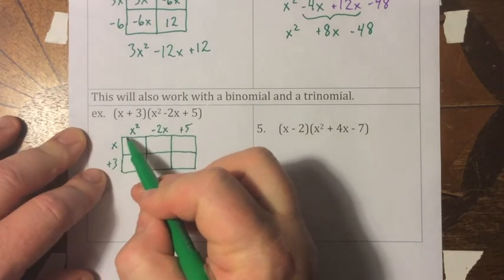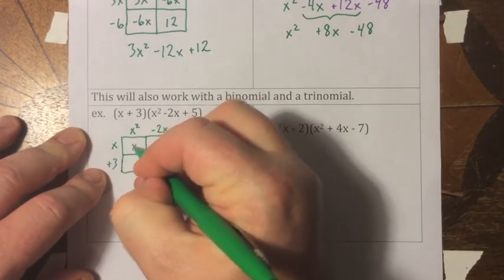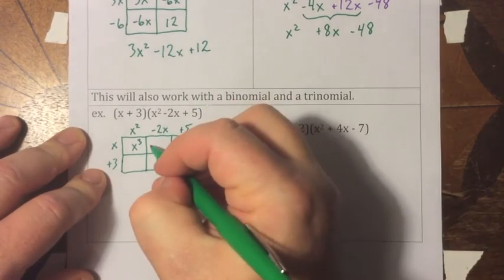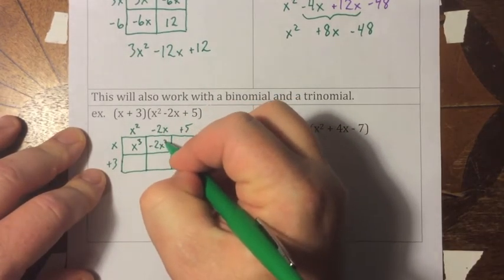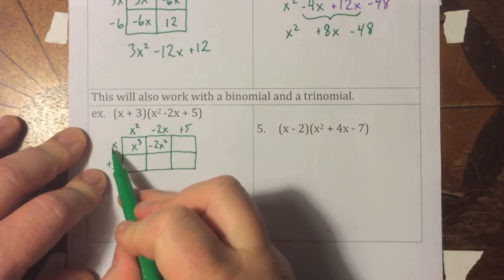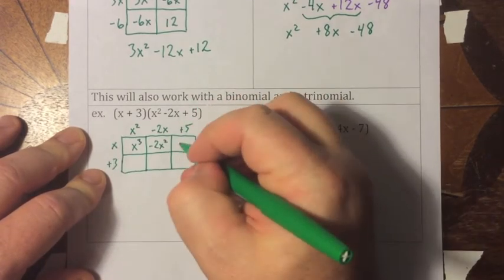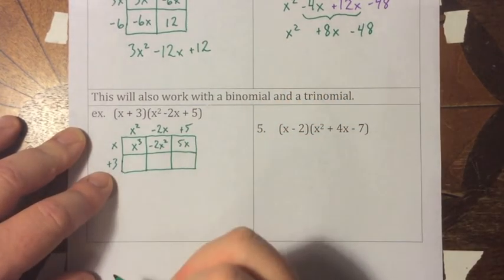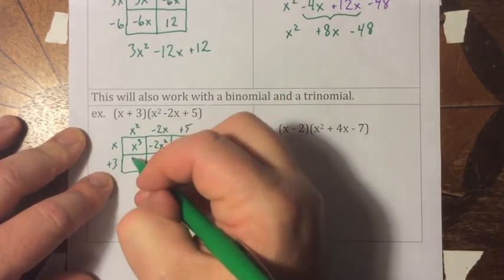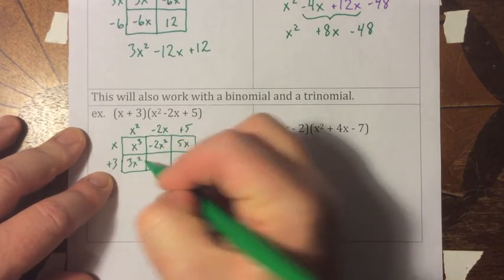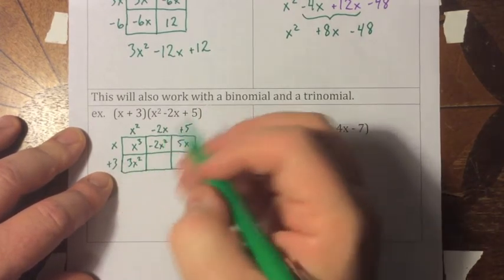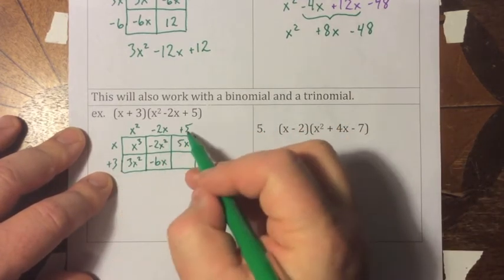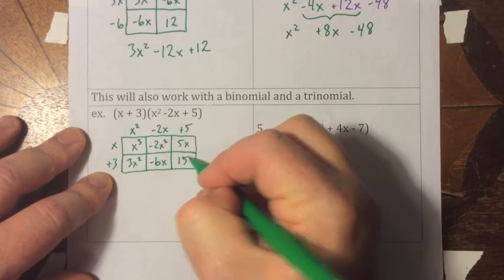When I multiply the x times the x squared, I'm going to get an x cubed. When I multiply the x times the negative 2x, I'm going to get negative 2x squared. Lastly, with the x, I'm going to multiply the x times the 5, and I'm going to get a positive 5x. Now I'm going to move down and start distributing the 3. When I distribute the 3 to the x squared, that's going to be 3x squared. I'm going to multiply the 3 times the negative 2x and get negative 6x. And lastly, I'm going to multiply the 3 times the 5, and I'm going to get 15.